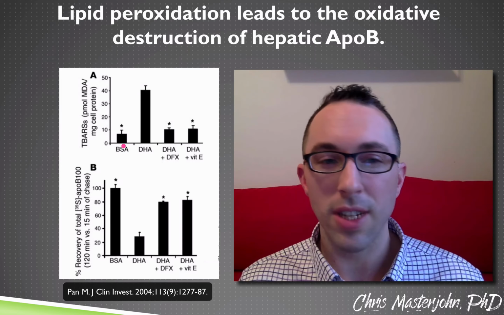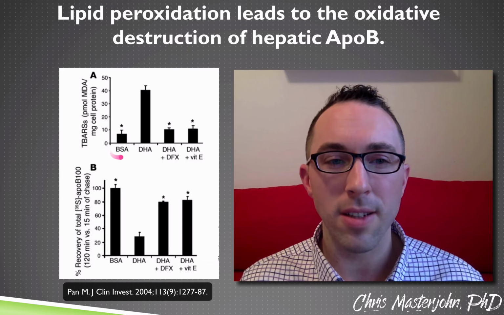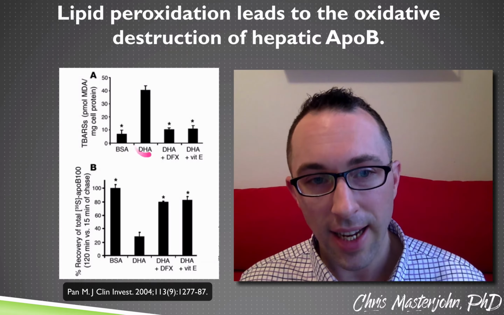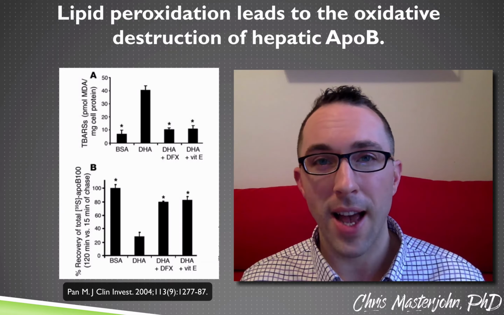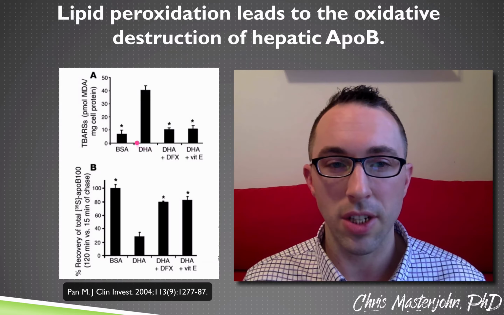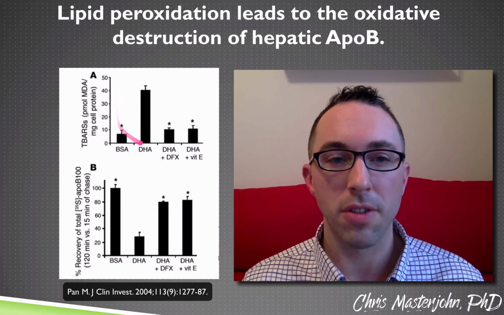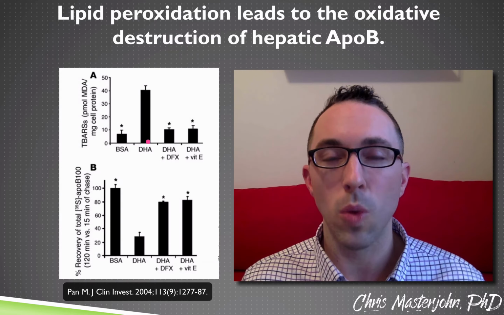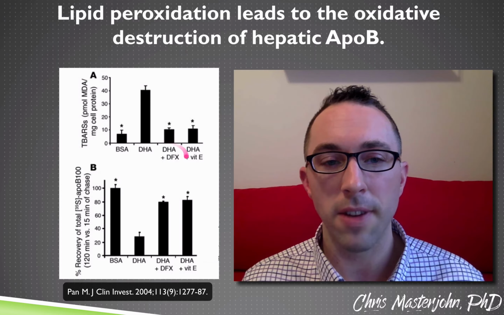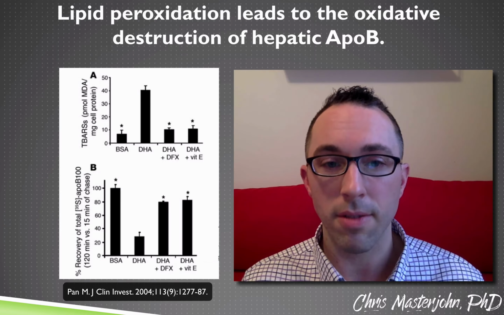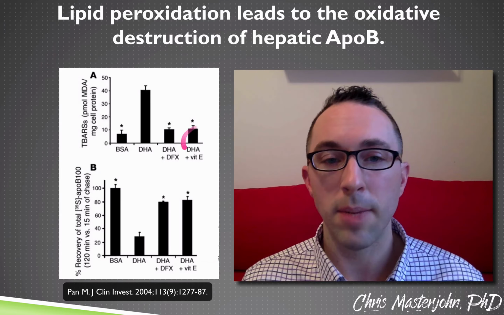The experimental conditions were to use bovine serum albumin, or BSA, as a control, and to add DHA, an omega-3 fatty acid with 6 double bonds that's very vulnerable to lipid peroxidation, as a cause of oxidative stress. Then to protect against oxidative stress, they used one of two treatments, either desferrioxamine, or DFX, which is a chelator of iron, or vitamin E.